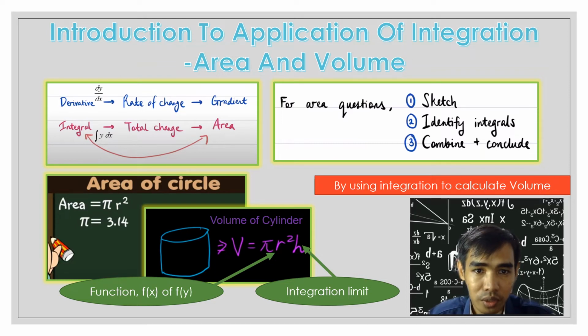To solve the questions, generally we can use three steps. Number one, we sketch if the question does not give any graph. Number two, we identify the integral. After that, number three, we combine, which means we combine other curves and straight lines, and conclude, which means we get the answer.